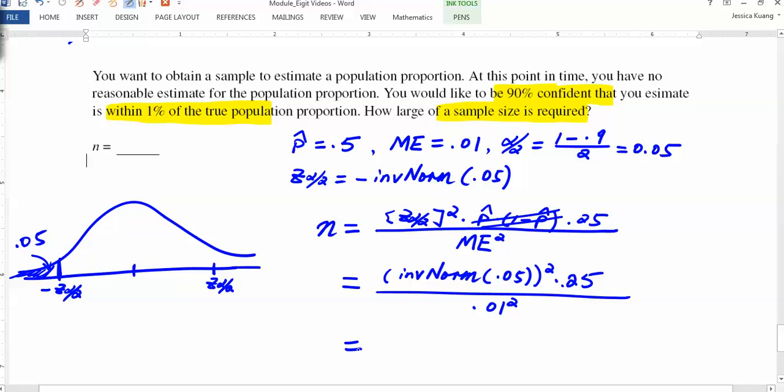Type everything into the graphing calculator, I have 6763.85, and it goes on forever. And remember, when sampling, you always round this number up to the next integer, regardless of what comes after the decimal point. So the answer is 6,765.